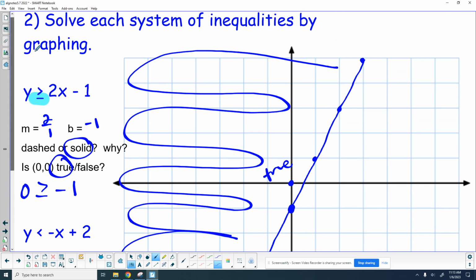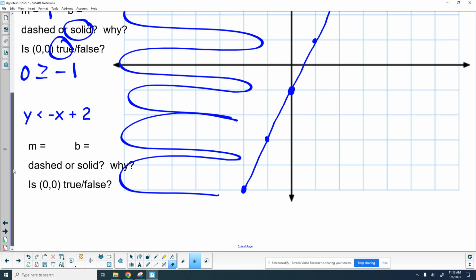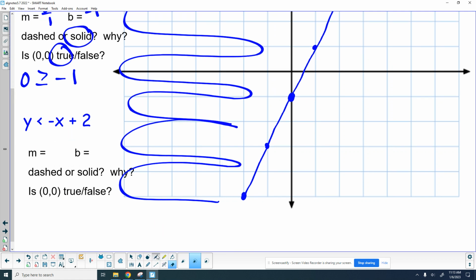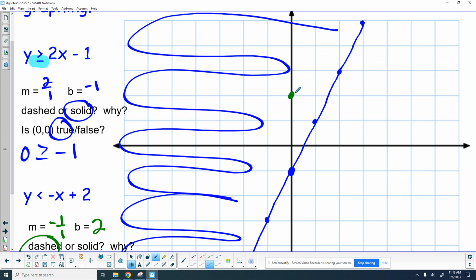Now I don't want to get my shading too dark because I've got to be able to graph the other line. So we'll change colors and we'll graph the other one. We're going to do the exact same steps on the same graph. And let's get rid of this point and this true. So we just have shading. All right, so right here, my slope is -1 over 1, or just -1, and my b is 2. It is a dashed line because there's no equal to. So let's go over and put it on the graph. So b is 2, down one, right one, down one, right one.